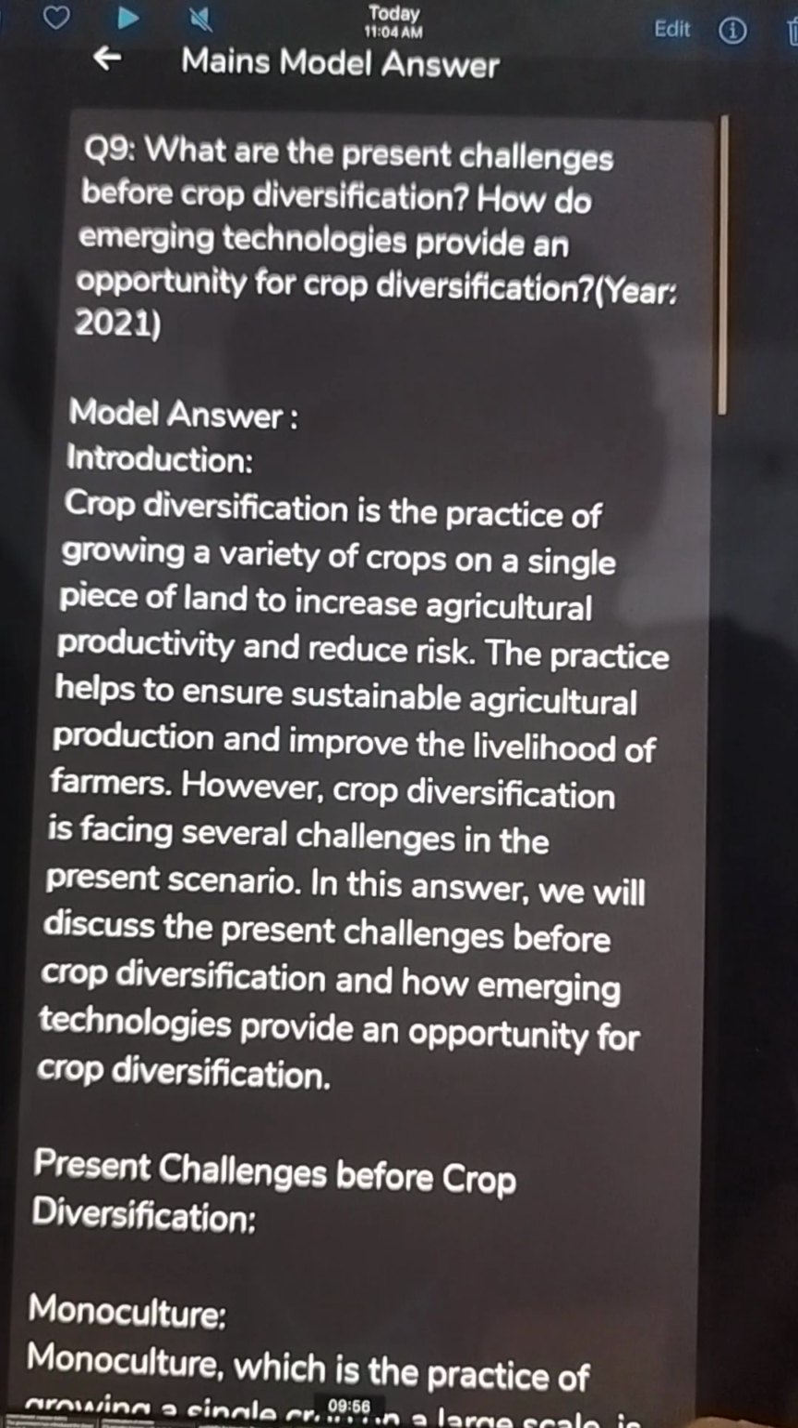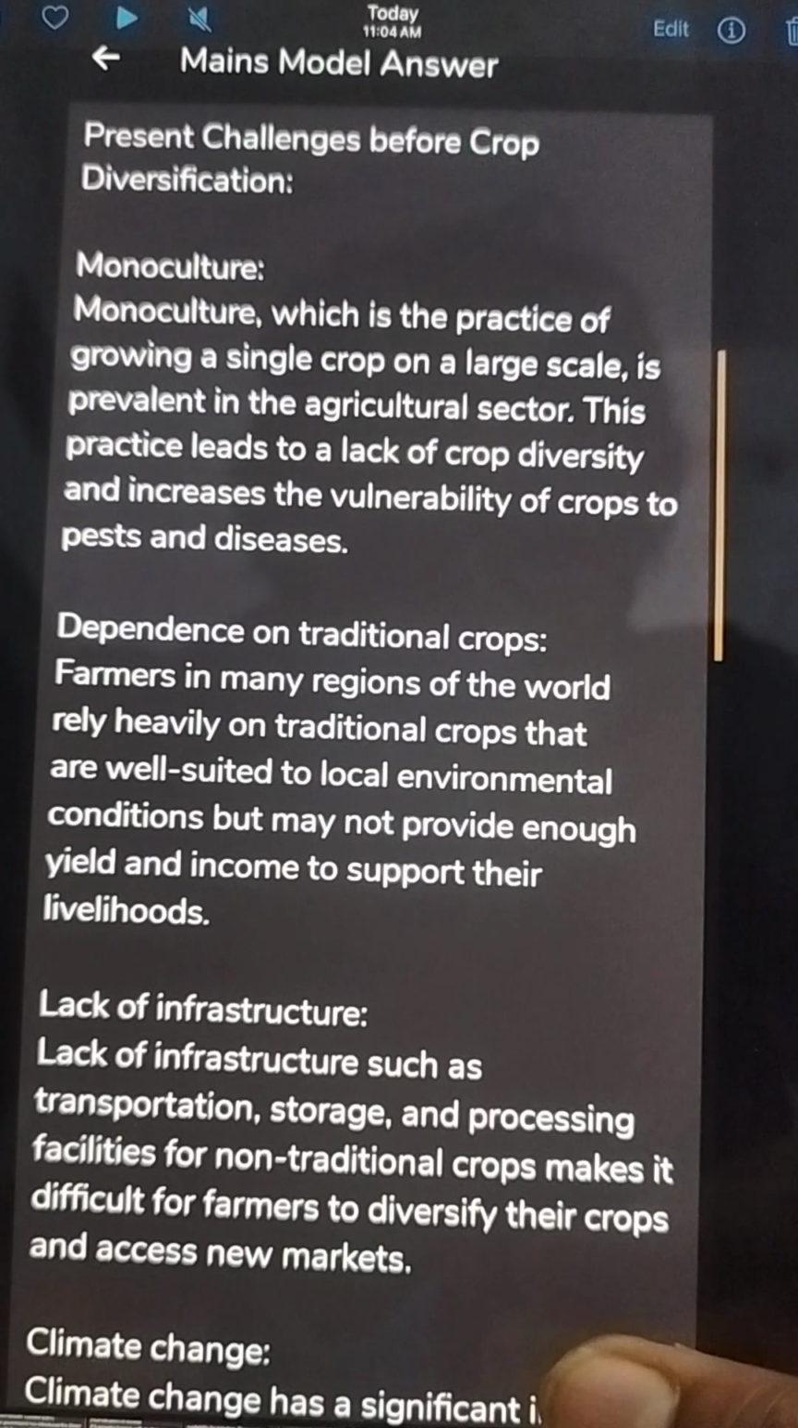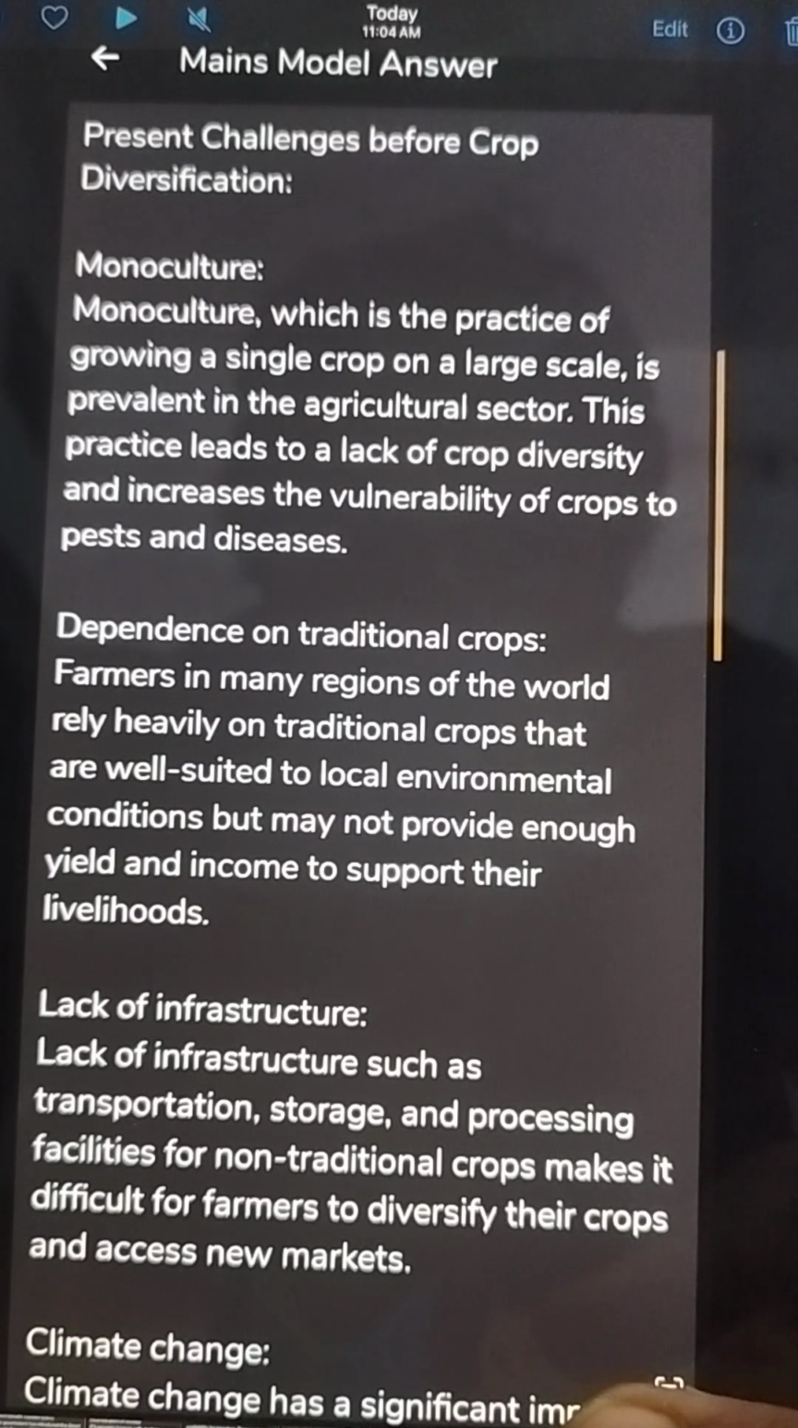Present challenges before crop diversification. First is monoculture. Monoculture, which is the practice of growing a single crop on a large scale, is prevalent in the agriculture sector. This practice leads to a lack of crop diversity and increases the vulnerability of crops to pests and diseases. Second, dependence on traditional crops. Farmers in many regions of the world rely heavily on traditional crops that are well suited to local environmental conditions but may not provide enough yield and income to support their livelihoods.